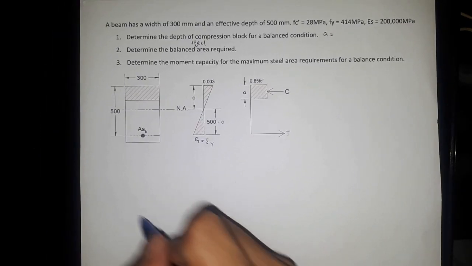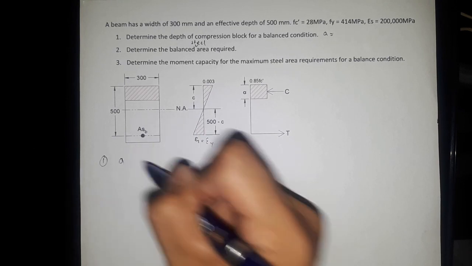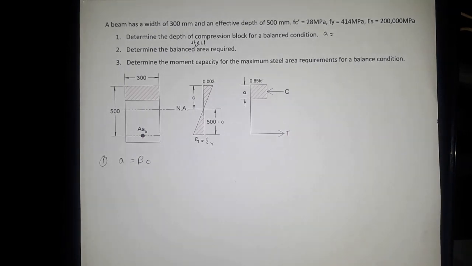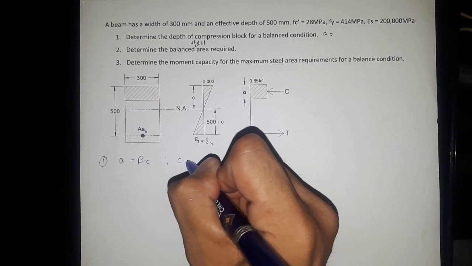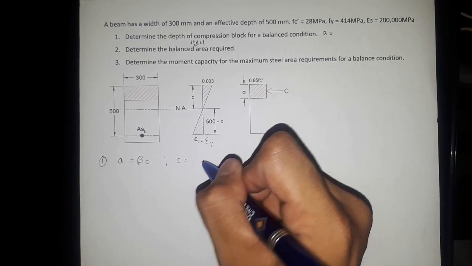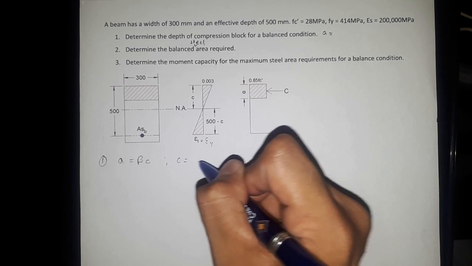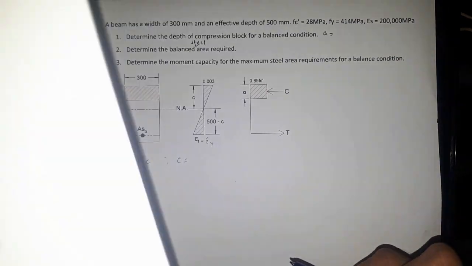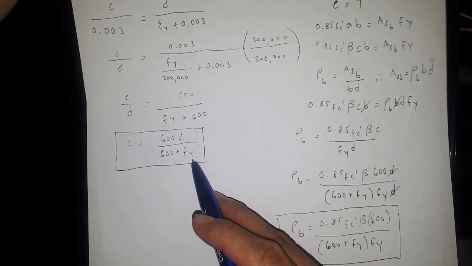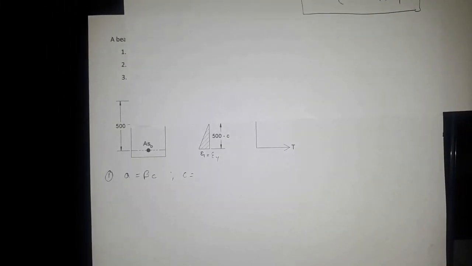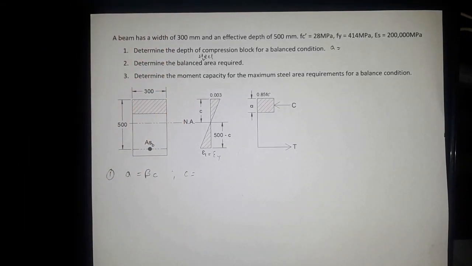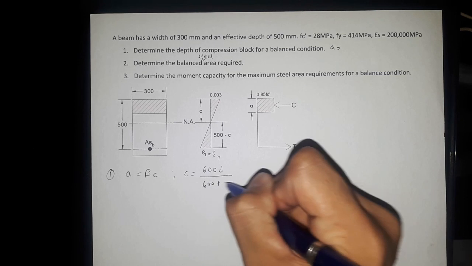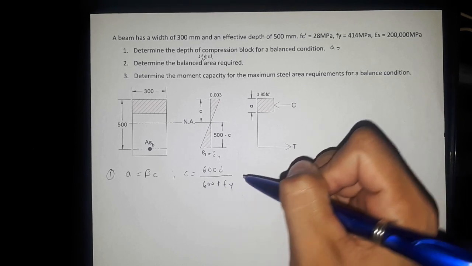So, for number 1, we know that, based on our previous discussions, a is equal to beta C. Therefore, C is equal to, the C that we derived earlier, this one. So C equals 600 d over 600 plus Fy.